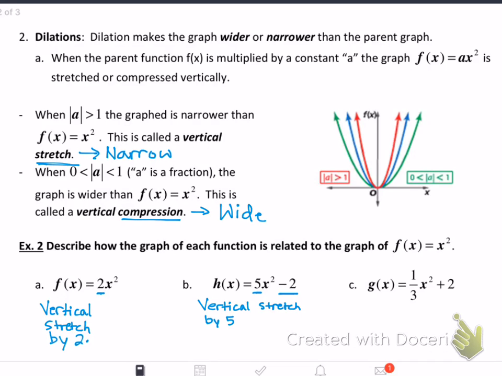And I have a minus 2. Now, since this is outside and there's no number inside the parentheses or inside the quadratic, that means it's going down 2 spaces. So, I want you to try letter C again for homework and bring that back tomorrow for us to discuss.